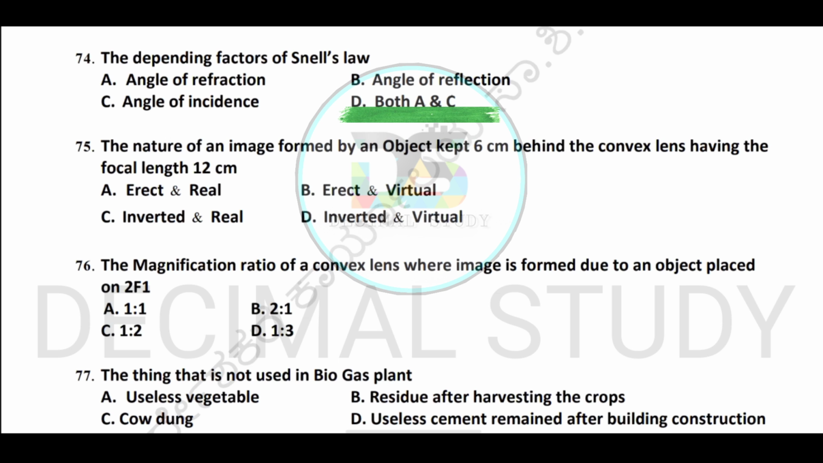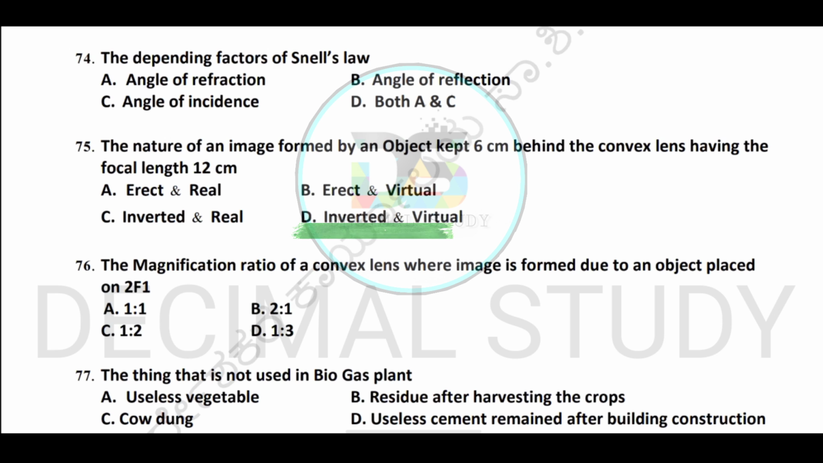Question number 75. The nature of an image formed by an object kept 6 centimeters behind the convex lens, having the focal length 12 cm. Options are A, erect and real. Option B, erect and virtual. Option C, inverted and real. Option D, inverted and virtual. The right answer is option B, erect and virtual.